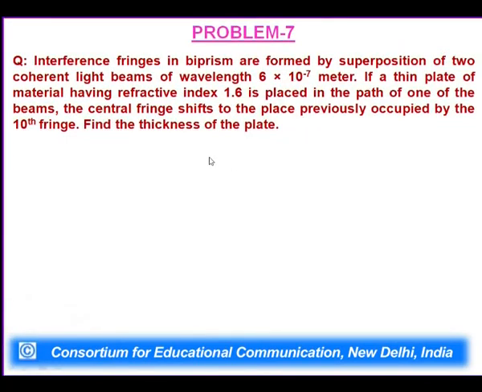The next problem: interference fringes in the biprism are formed by superposition of two coherent light beams of wavelength 6 into 10 power minus 7 meter. If a thin plate of material having refractive index 1.6 is placed in the path of one of the beams, the central fringe shifts to the place previously occupied by the 10th fringe, then what will be the thickness of the plate?